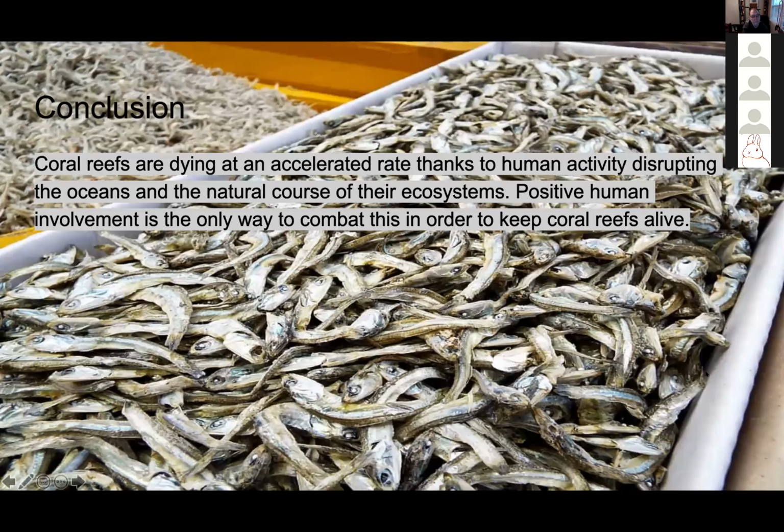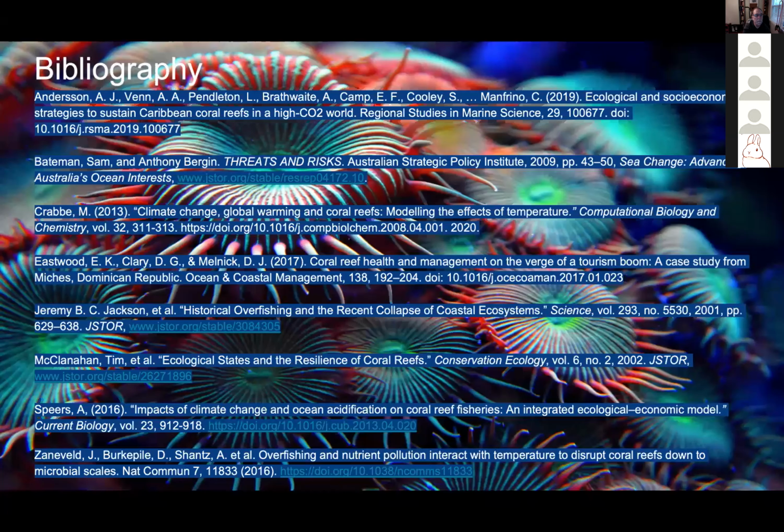So in conclusion, this is pretty simply said, coral reefs are dying at an accelerated rate thanks to human activity disrupting the oceans and the natural course of their ecosystem. Positive human involvement is the only way to combat this in order to keep coral reefs alive. And this is our bibliography.